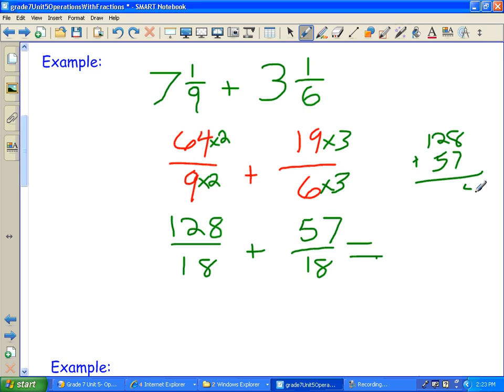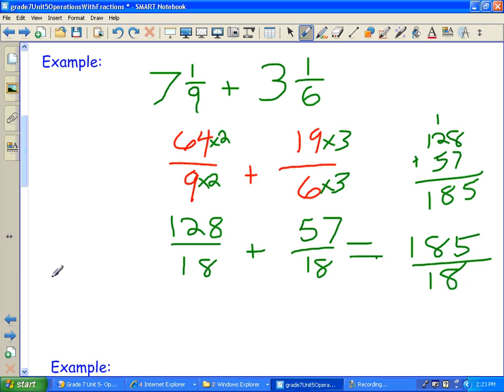8 plus 7 is 15. 5, 6, 7, 8. And then 1 and 0. So 185 is your answer over 18. Of course, if you got a calculator, it's pretty easy to see how many whole times that'll go into 185. But that's pretty close to 20.